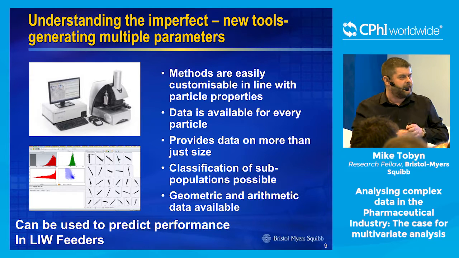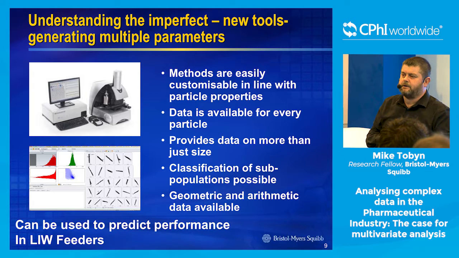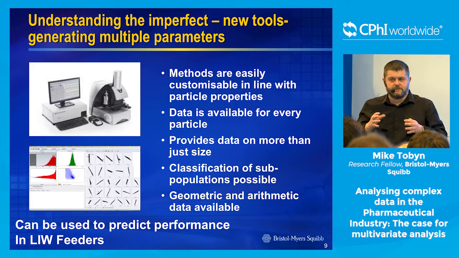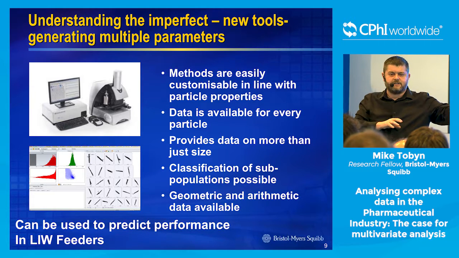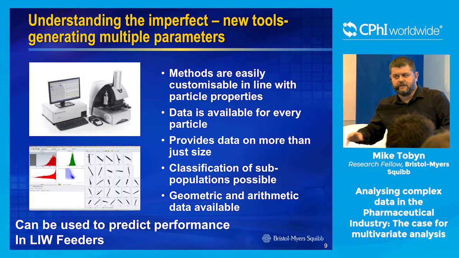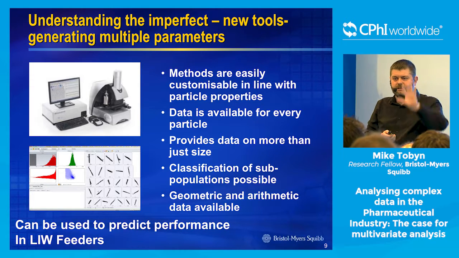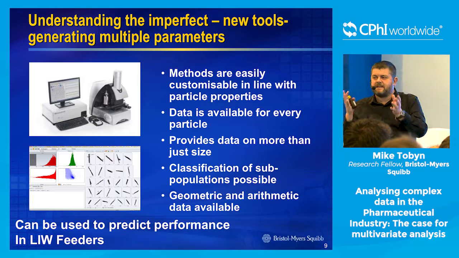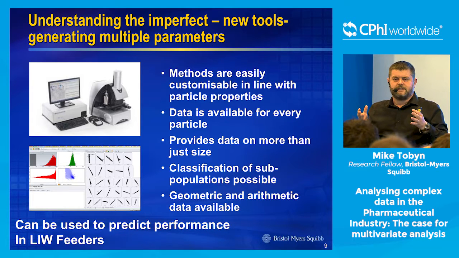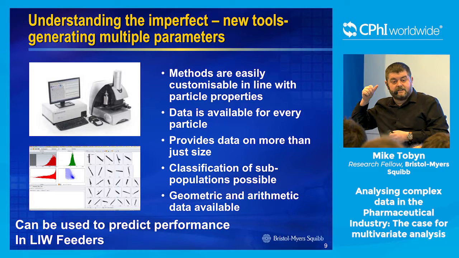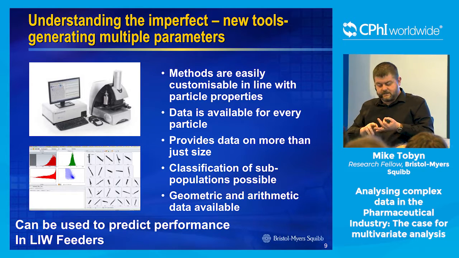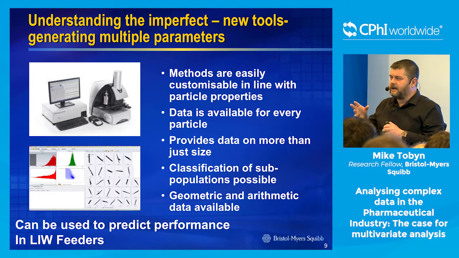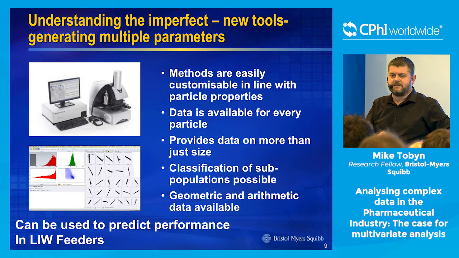I don't know if these people are here. We use this system a lot, the Morphologi G3, where we can get lots of different measurements on particles: size, shape, size distribution, shape distribution. These all make a difference to how a material performs. And so we're using that data. If you're trying to do continuous manufacturing, you can take the data from that, and it turns out you need size distribution and shape distribution. And if you do that, you can perhaps understand what's going to work in a continuous feeder.